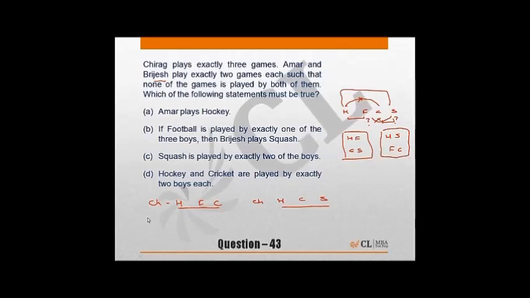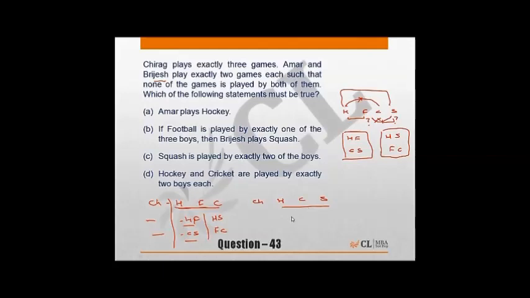So what are the possible cases out here? The second and the third player, which is A and B, could be interchanged. He could play hockey and football, and the third person could play cricket and squash. So this could be B and this could be A, or vice versa. The other possibility out here is it could be hockey, squash and football, cricket. So it could be this and this for Chirag AB or Chirag BA, and similarly for this.